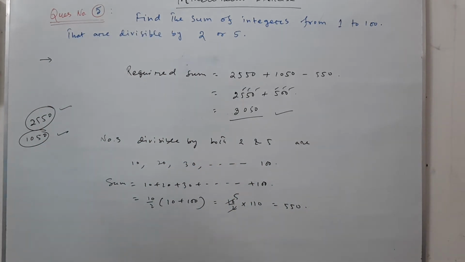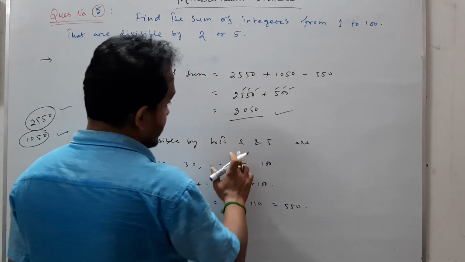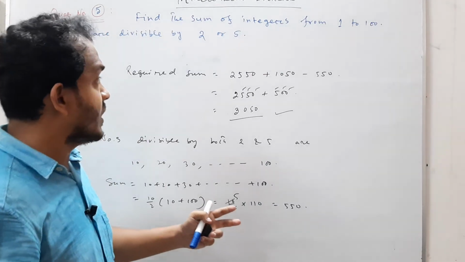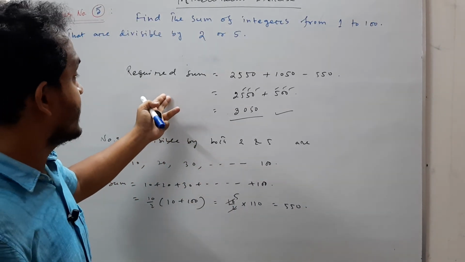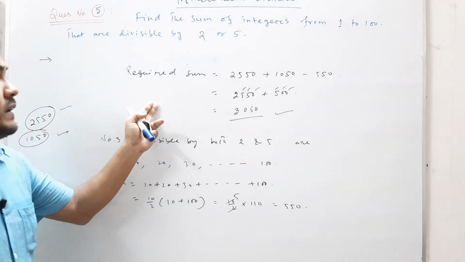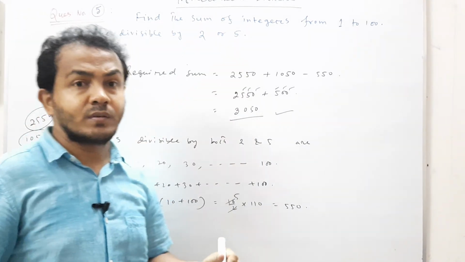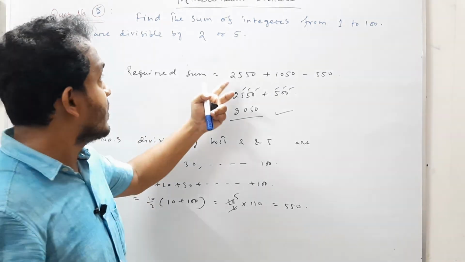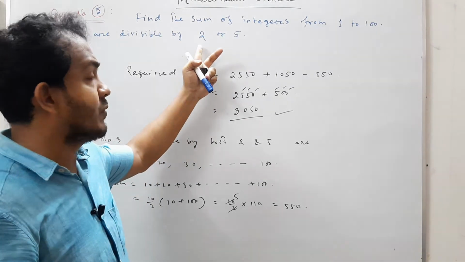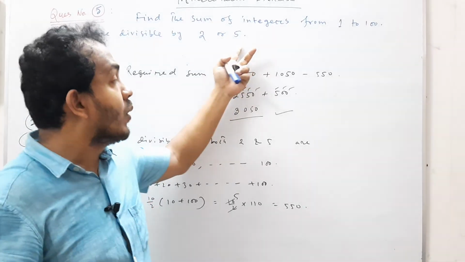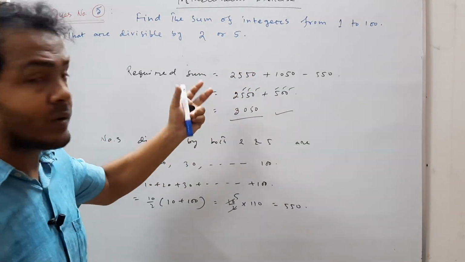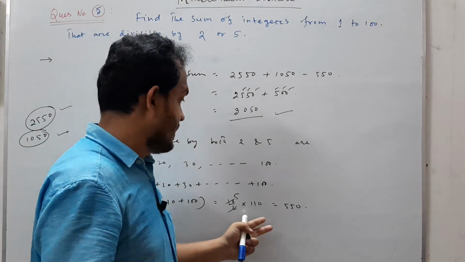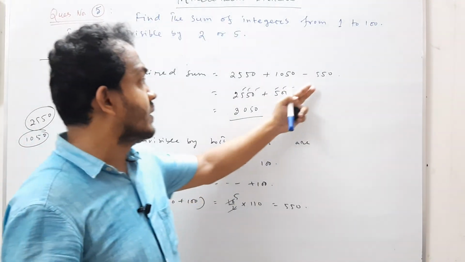So we subtract here the sum of the numbers divisible by both 2 and 5 because these numbers occur once in the multiples of 2 and once in the multiples of 5. So they have already occurred twice, and we cannot repeat these numbers. That is why we have to subtract the sum of the numbers divisible by both 2 and 5, this one.